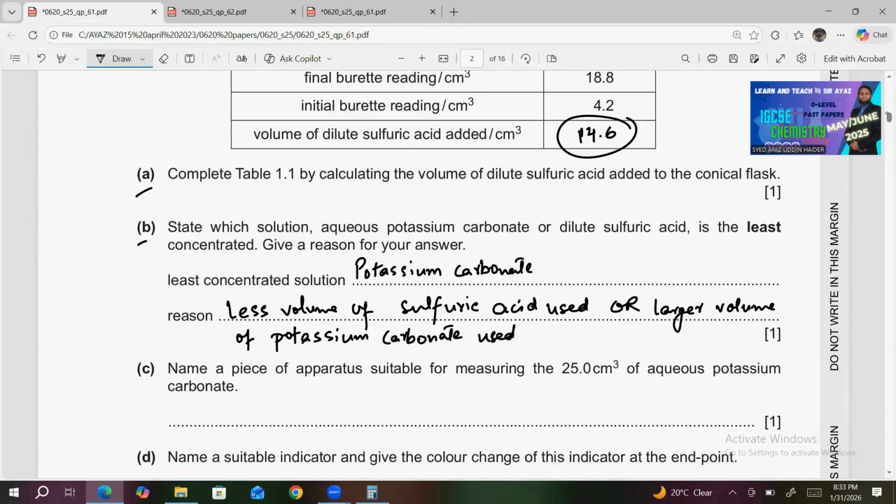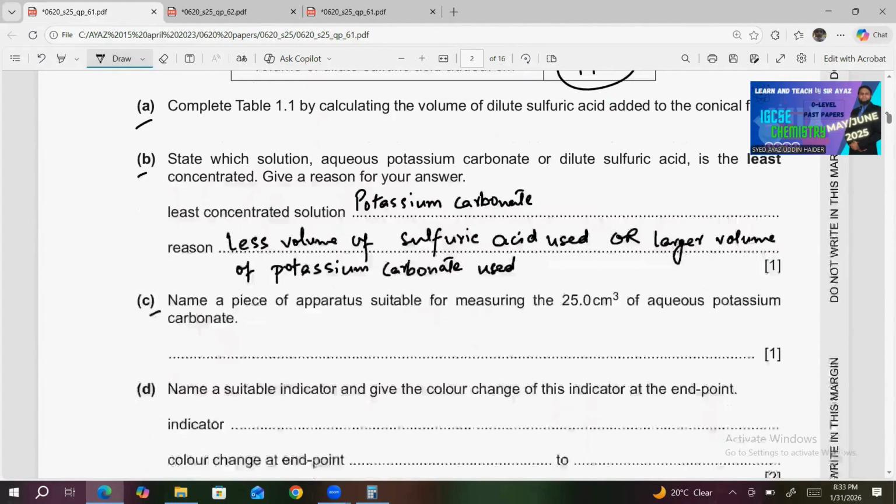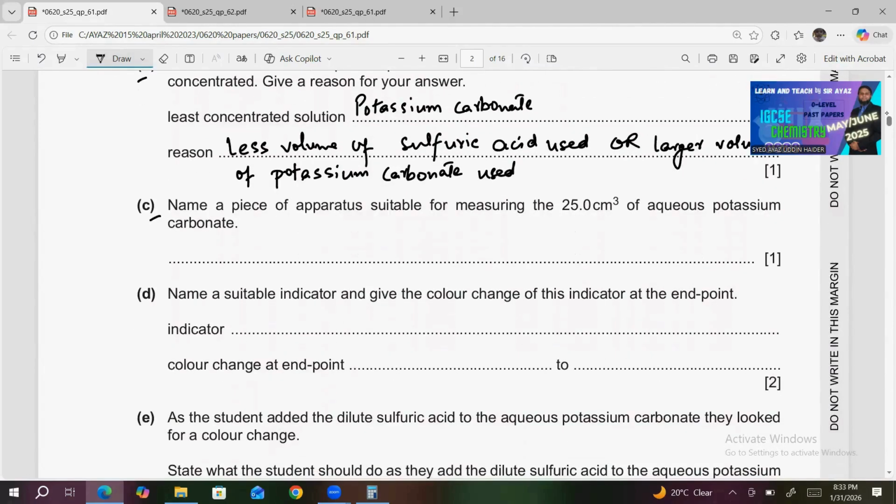C. Name a piece of apparatus suitable for measuring the 25 centimeter cube of aqueous potassium carbonate. We usually use pipette or burette. So you can write burette or pipette. You can use these for transferring this volume of aqueous potassium carbonate.